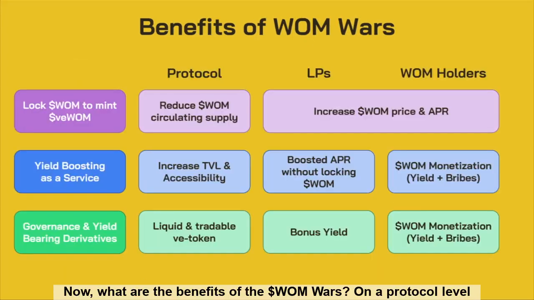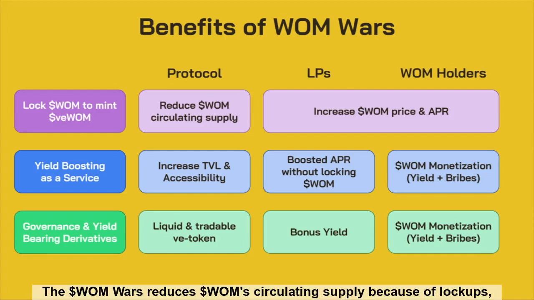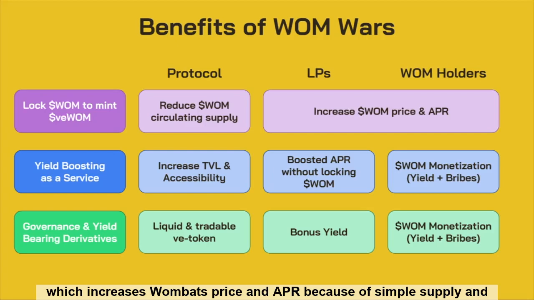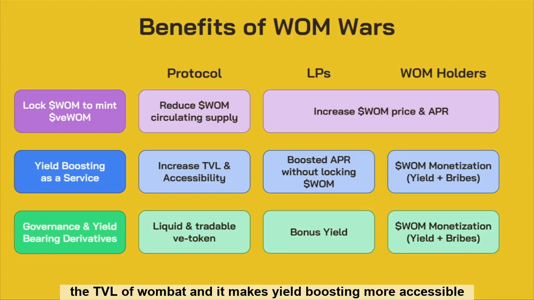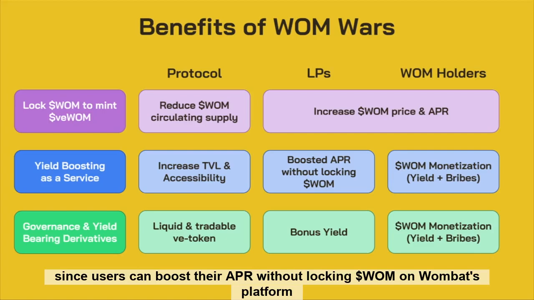Now, what are the benefits of the WOM wars? On a protocol level, the WOM wars reduces WOM's circulating supply because of the WOM lockups, which increases Wombat's price and APR because of simple supply and demand dynamics. With yield boosting as a service, it increases the TVL of Wombat, and it makes yield boosting more accessible since users can boost their APR without locking WOM on Wombat's platform.